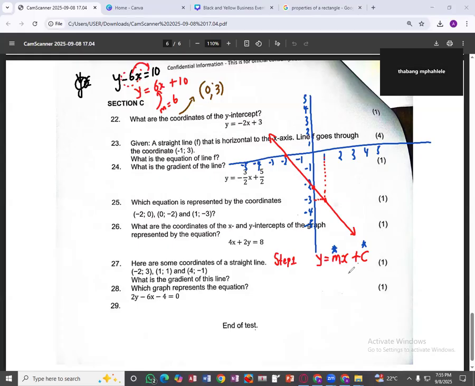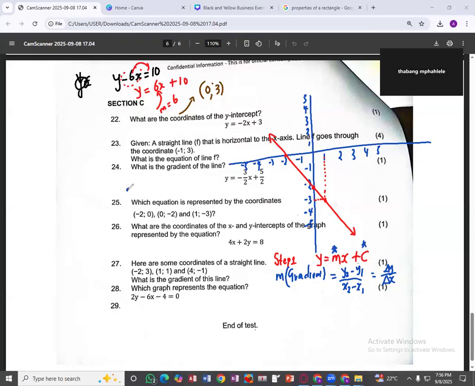How are you going to find this m? This m, guys, is the gradient of a line. So you must be able to find the gradient. How do you find the gradient? You say y2 minus y1 over x2 minus x1. It is called change in y over change in x. This is how you find the gradient of a line: y2 minus y1, x2 minus x1.